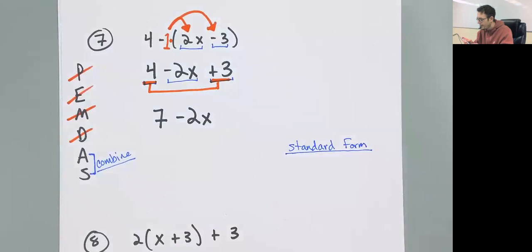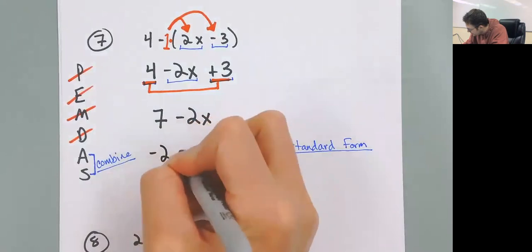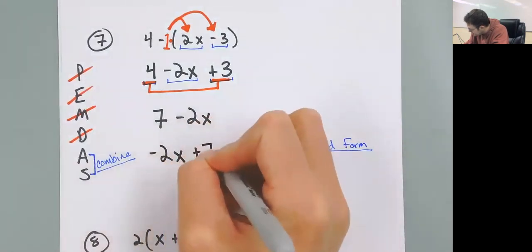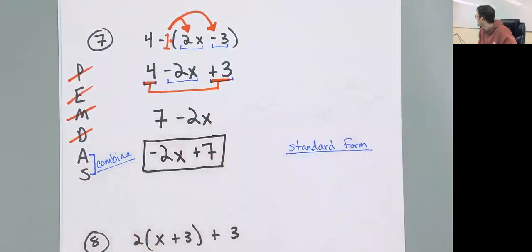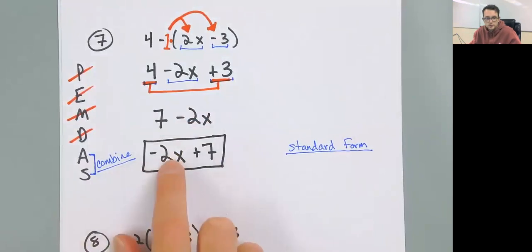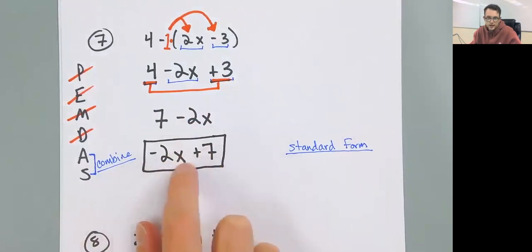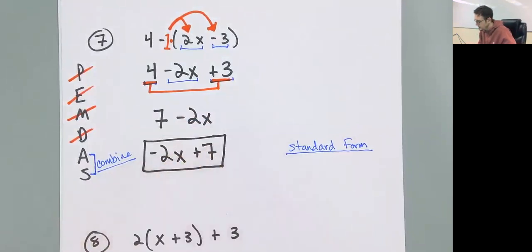Standard form. And that means variables before no variables. All right. So that means I need to rewrite this as -2x plus 7. All right. Variables before no variables. Standard form. All right. So I combined.